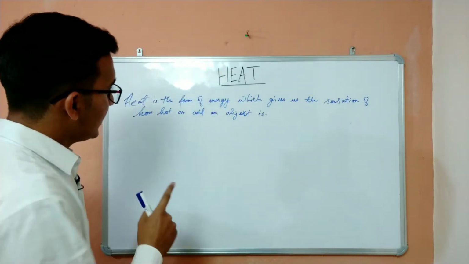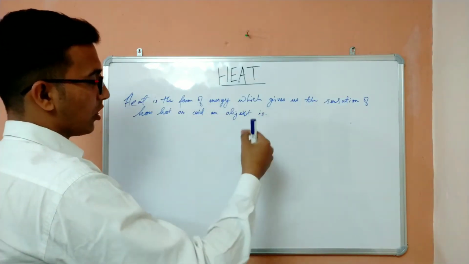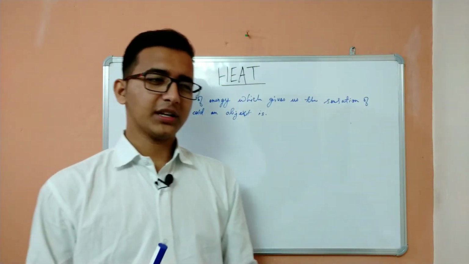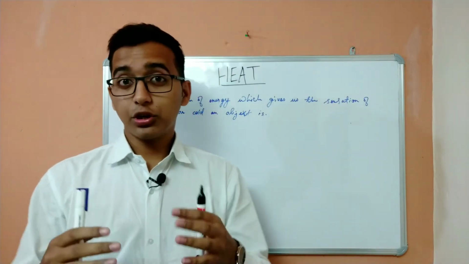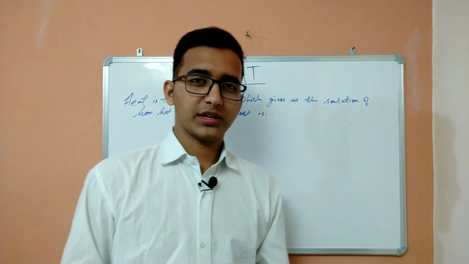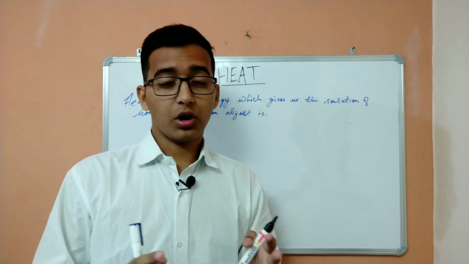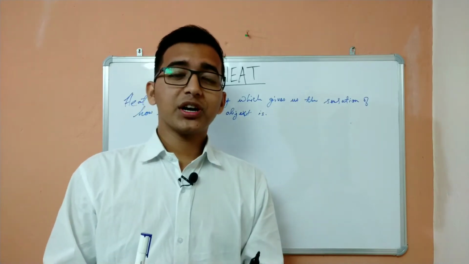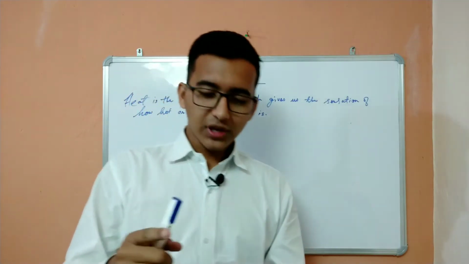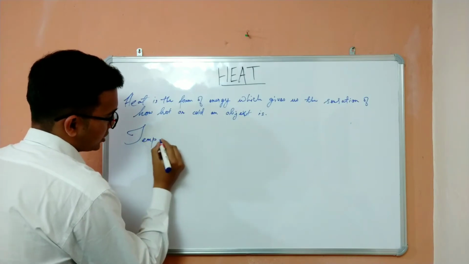So basically, heat is the form of energy which gives us the sensation of how hot or cold an object is. Now, you might have heard something that is much more related to heat, something that you know much better, a term that you use in your everyday life. Can you recall what it is? It is temperature. We all say how hot or cold an object is. So temperature is just that. Temperature is the measurement of how hot or cold an object is. So whenever you say heat, there is always a term associated with it, that is temperature.